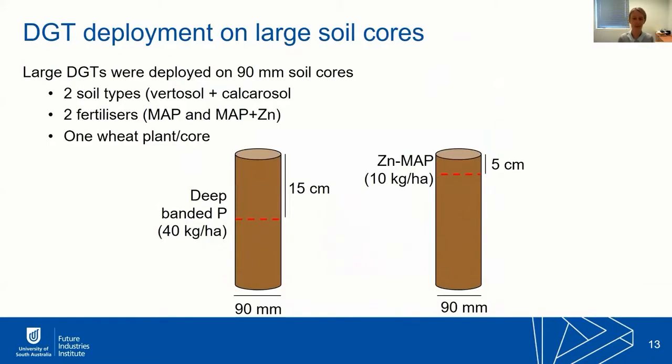Once we had found the best DGT, we then used these large DGTs to look at the distribution of available nutrients in our soil pores. In this case, it was repacked soil pores, where we used two soil types, a vertisol and a Carousel, and again granular fertilisers, an MAP and a co-granulated zinc MAP fertiliser as well. I'll just show you the initial data that we've got from this experiment.